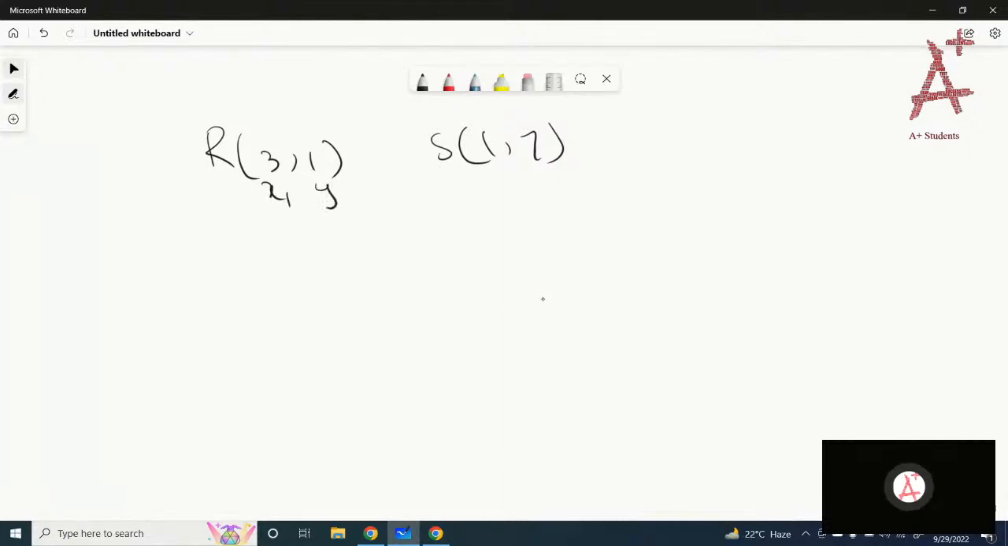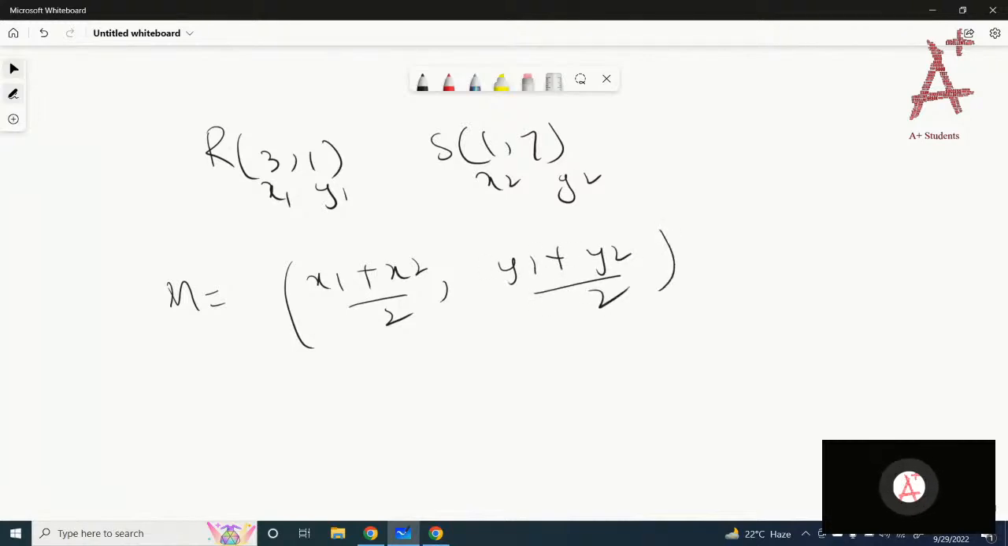This is x1 and y1. This is x2 and y2. You have to apply the midpoint formula, that is x1 plus x2 over 2 and y1 plus y2 over 2. That means you have to add the x coordinates and then divide them by 2, and you have to add the y coordinates. So the x coordinates are 3 plus 1 over 2, and the y coordinates are 1 plus 7 over 2. Got it?